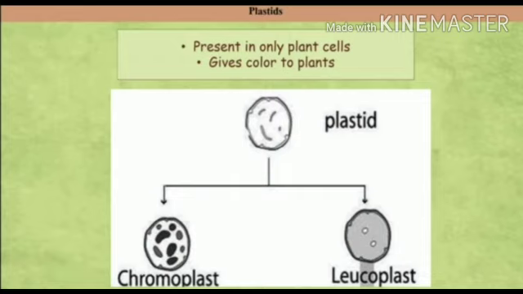Now chloroplast can get converted into other types of chromoplast. Example, a raw green tomato turns red due to breakdown of the chloroplast and synthesis of the lycopene.